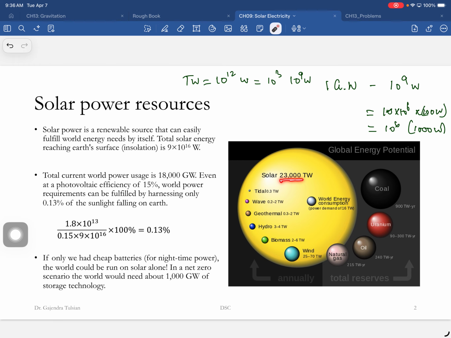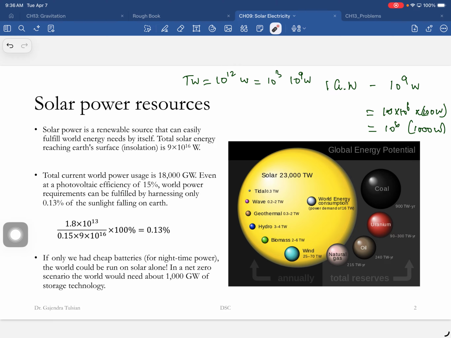This is how much sunlight is falling on the earth all the time. Somewhere on the earth, for a given location, you get sunlight only about half the day. So you can see that there's plenty of sunlight falling to run the world. You can run the world just on sunlight.